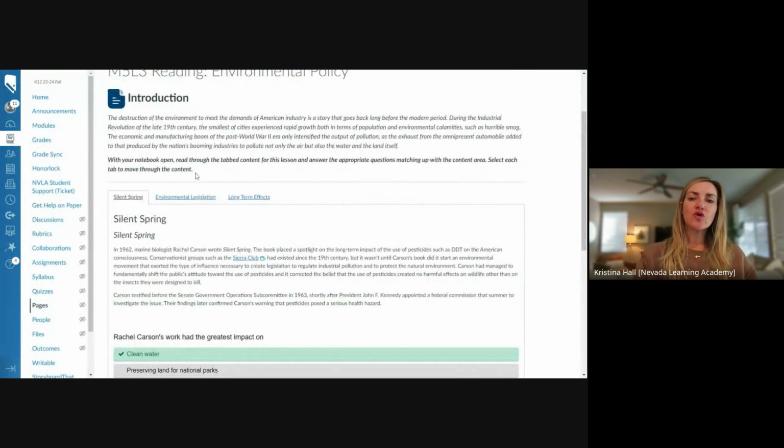So we've seen environmental issues going on for a long time, but where we really are going to see more of a larger global perspective, awareness, action, actually starting to see some change, it's going to be with a very historic book that comes out. It's called The Silent Spring. And The Silent Spring was written by biologist Rachel Carson, and the book placed a spotlight on the long-term impact of the use of pesticides, such as DDT, on American consciousness.